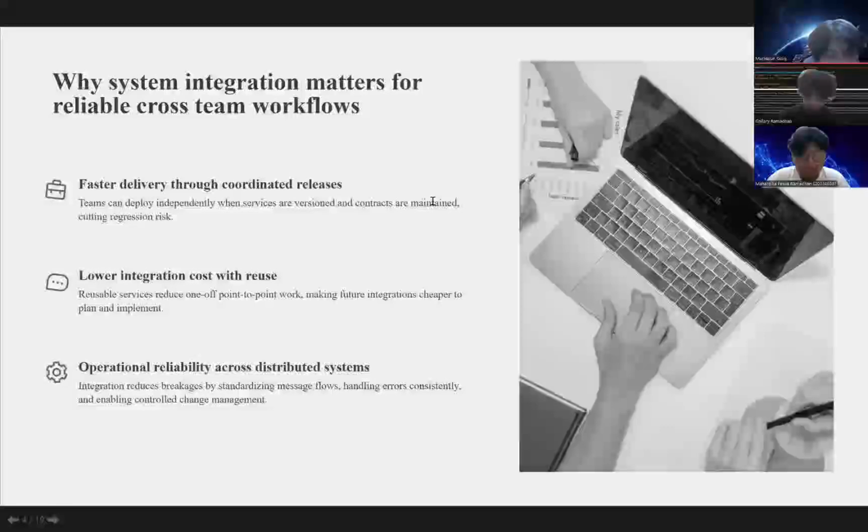And for the second point, which is the lower integration cost, reusable services reduce one-off point-to-point connections, making future integration cheaper and simpler to implement. And for operational reliability, system integration reduces breakage by standardizing message flows, handling errors consistently, and enabling controlled change management.